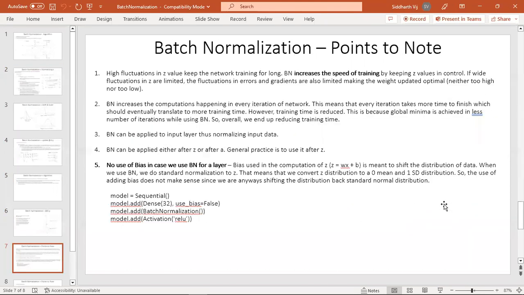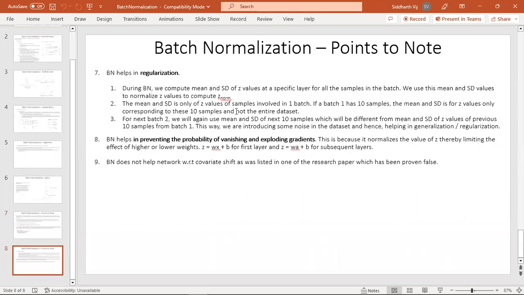So now coming back to the last page of this PPT. Batch normalization also helps with respect to preventing vanishing and exploding gradients. Now we will touch upon vanishing and exploding gradients later on also, but one of the key reasons that vanishing and exploding gradients do happen is because of the weights. The weights in the network are really high or really low, thereby exploding or vanishing the gradients.